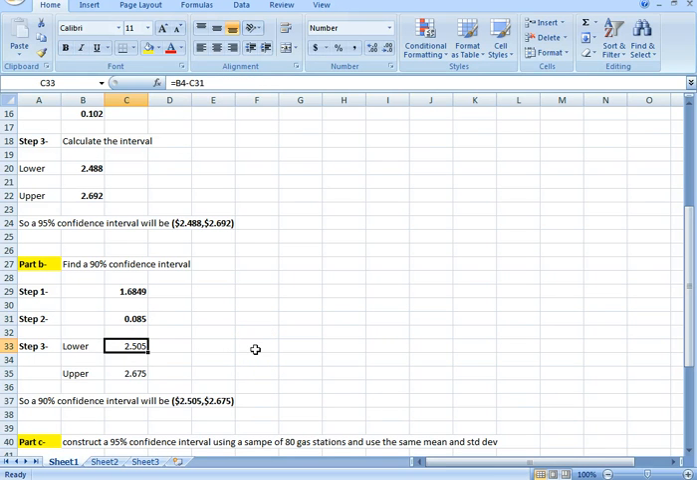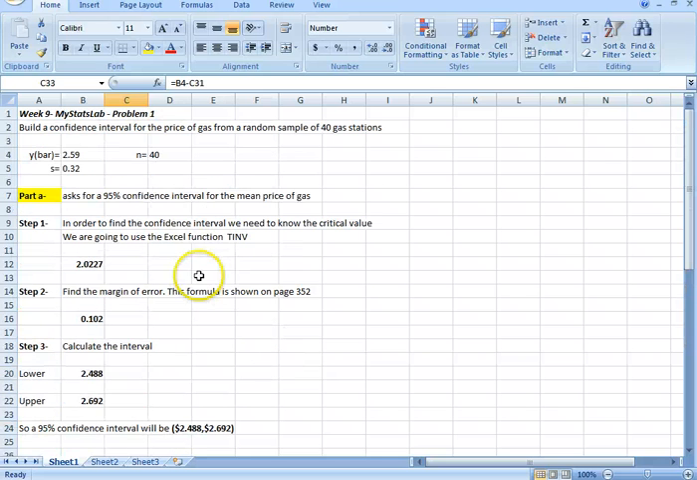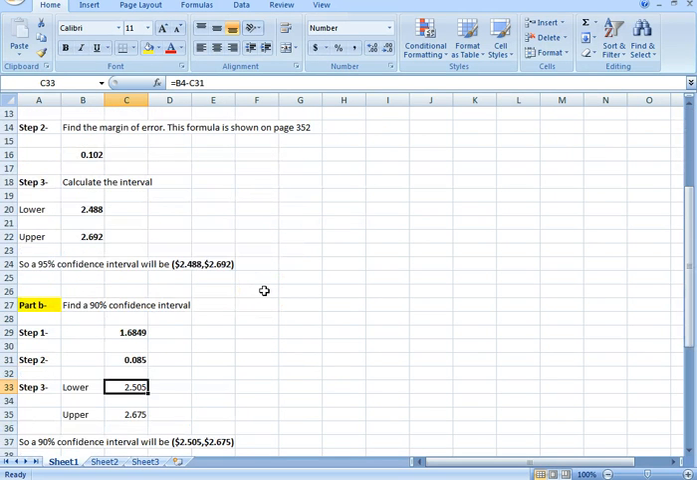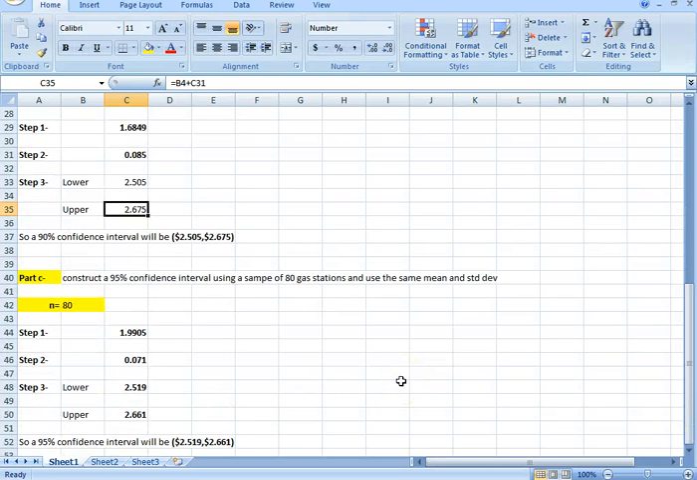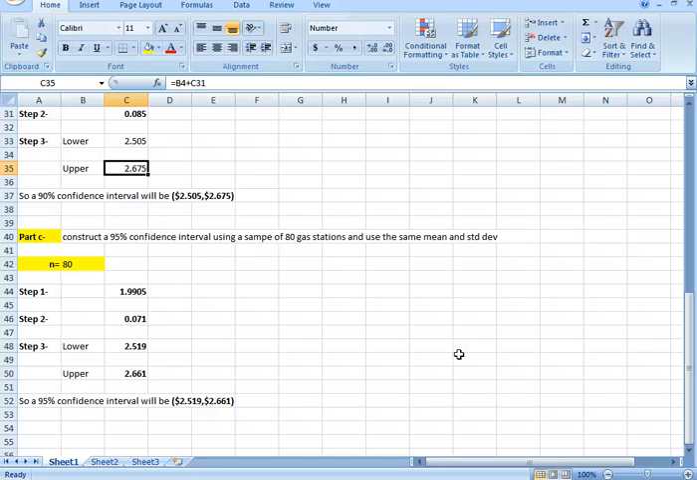Now we go back to our lower and upper limits again. So this time it's B4, our mean of 2.59, minus our margin of error, and we get 2.505. Same thing here, our mean plus that margin of error, and we get 2.675. So a 90% confidence interval will be $2.505 up to $2.675.